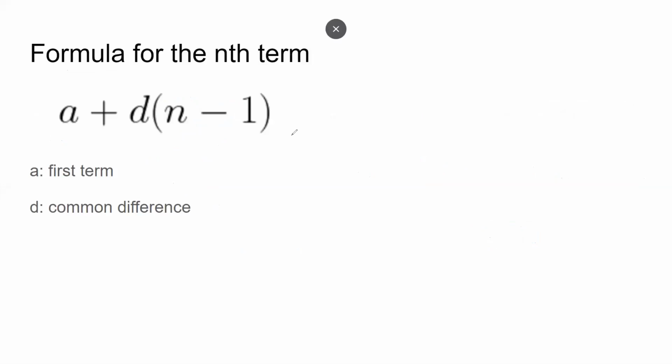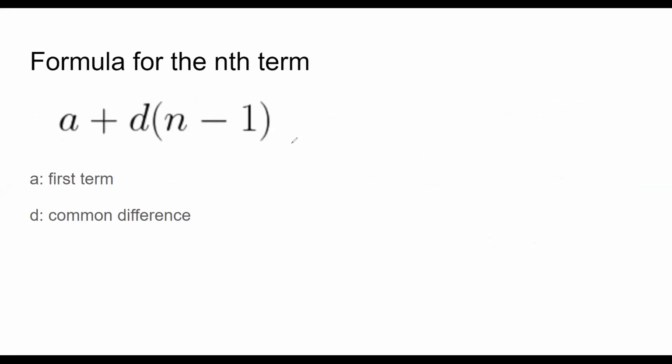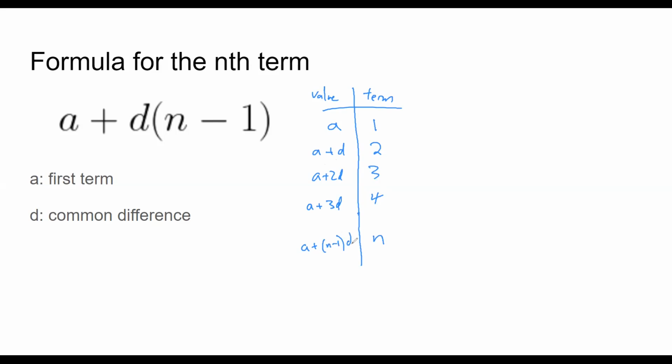And so we can actually derive a formula for the nth term, which is also pretty intuitive, but it's good to have it written out in stone here. So if we have an arithmetic sequence, the first term is going to have A as its value. The second term is going to have A plus d. The third term is going to have A plus 2d, and so on until the nth term will have A plus n minus 1 times d as its value. A is the first term, d is the common difference, and n is the number of terms.